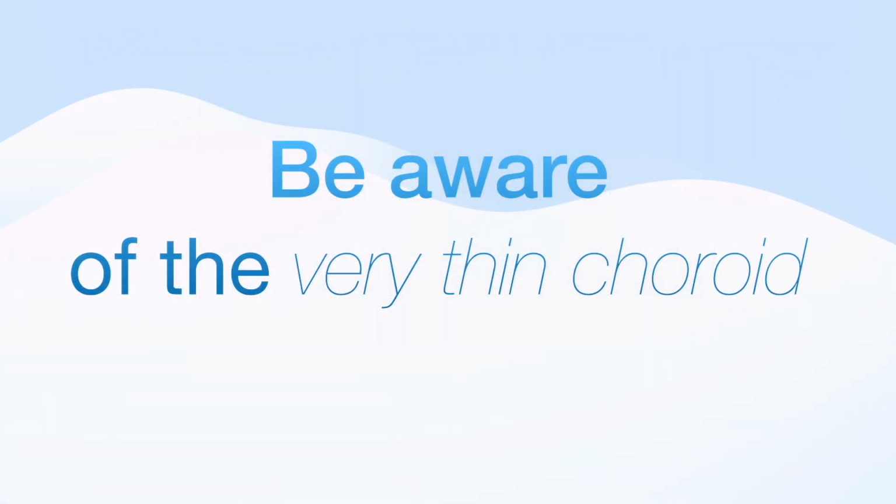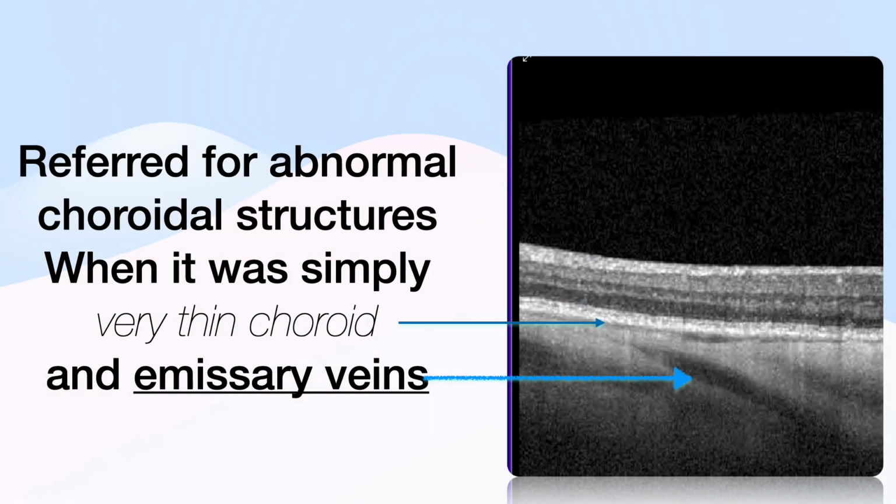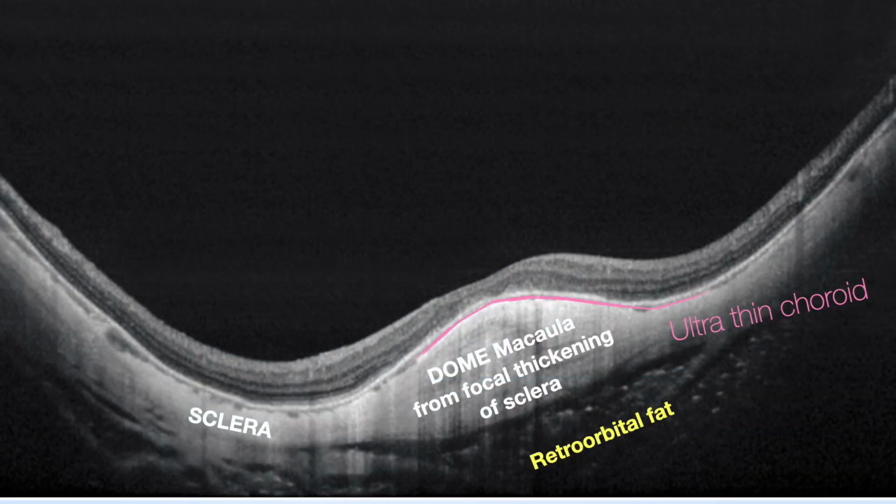Be aware that the choroid may be only a thin line in very myopic eyes. In these instances, the sclera or retroorbital fat can be confused as choroid. This patient was referred to us for abnormal choroidal structures when it was simply a very thin choroid and emissary veins. Here's another case with very thin choroid and dome macula from focal scleral thickening.